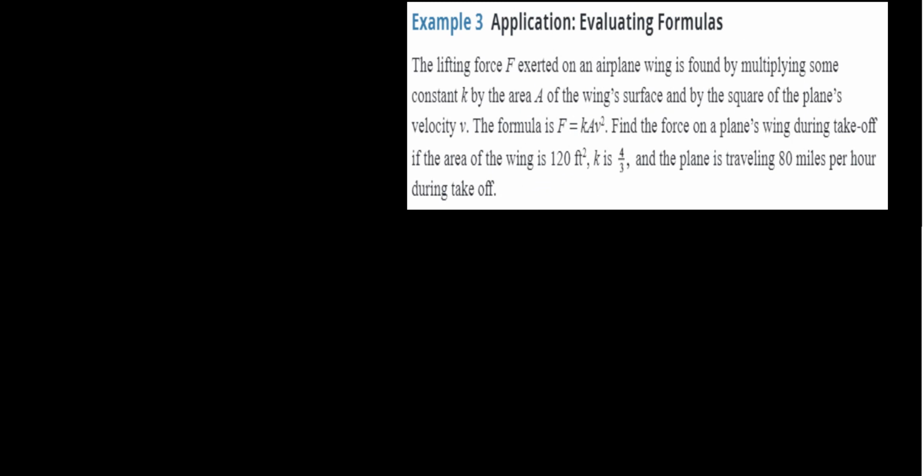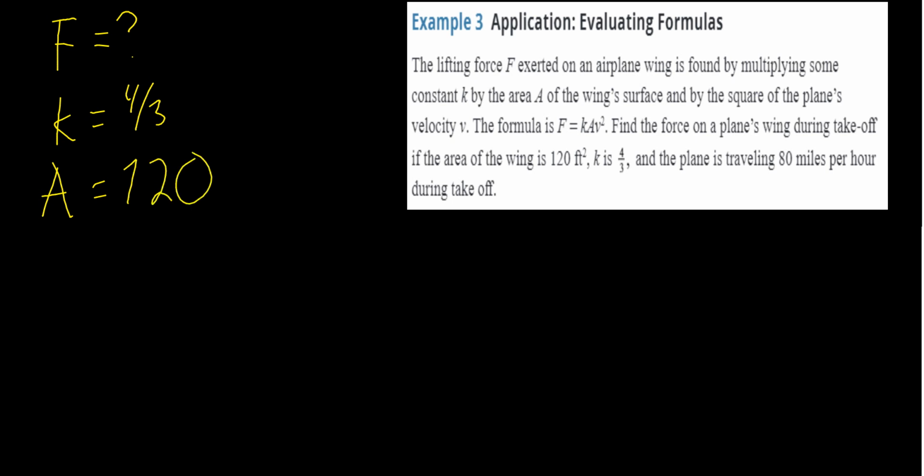Okay. Well, in this particular case, we're looking for F. So let's write this. So F is equal to, we don't know. K, we're told K is equal to 4/3. A, we are told, is equal to, what is it? 80. So 80 miles per hour. And I'm sorry, that's not it. A is equal to 120. That's the area. I was thinking acceleration. So A is equal to the area, and then V would be 80. So V is equal to 80.